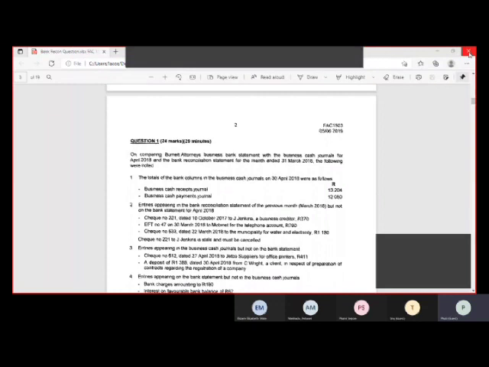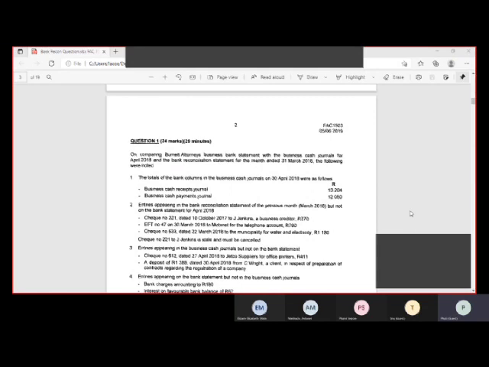Entries appearing in the bank record. Basically, what you're going to do is say opening balance under your CRJ and opening balance under your CPJ with an amount of 12,050, and then your CRJ will be 13,204. Make sense? Entries appearing in the bank reconciliation statement of the previous month, which is March 2018, but not in the bank statement for April 2018.